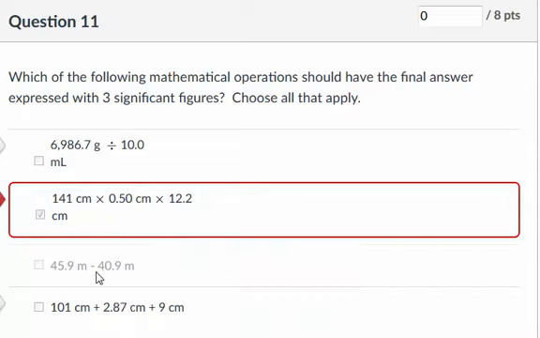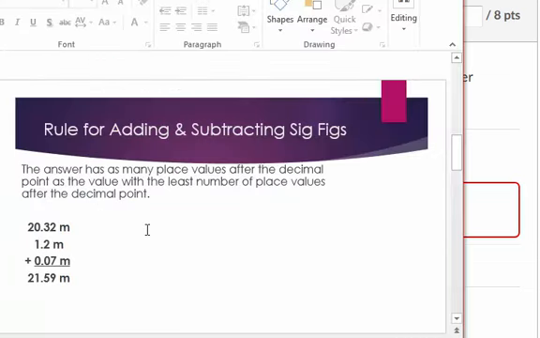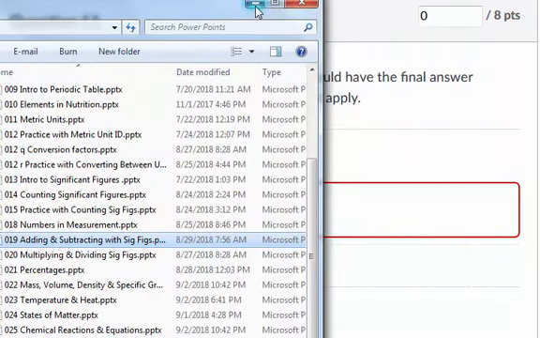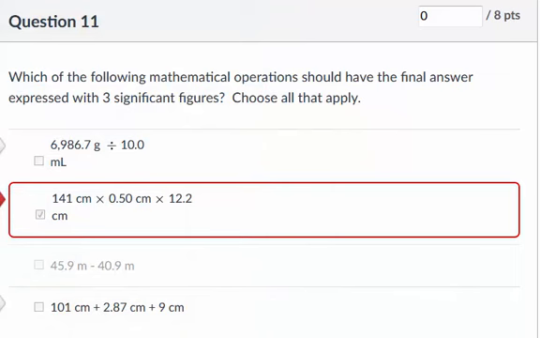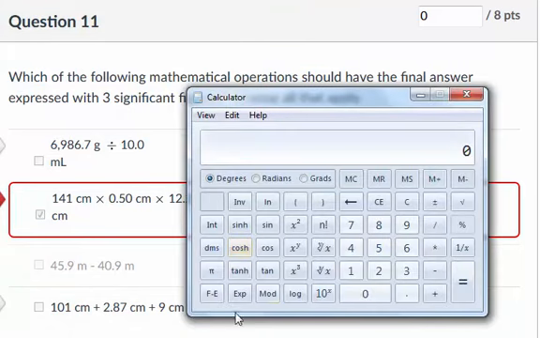All right, let's look here. Now our next two examples are addition and subtraction. Let's look at those rules. For addition and subtraction, the answer has as many place values after the decimal point as the value with the least number of place values after the decimal point. So for our addition and subtraction, we are going to have to do some math to see what our final answer will have. So let's look at this example.